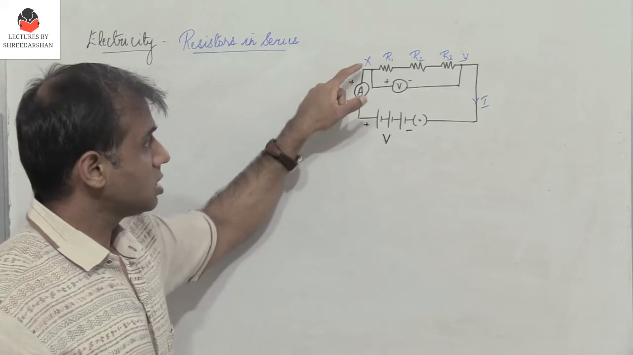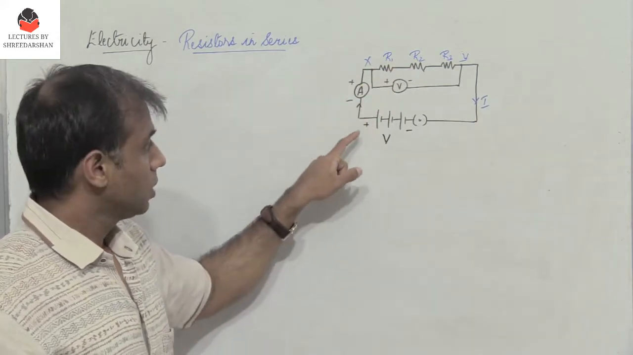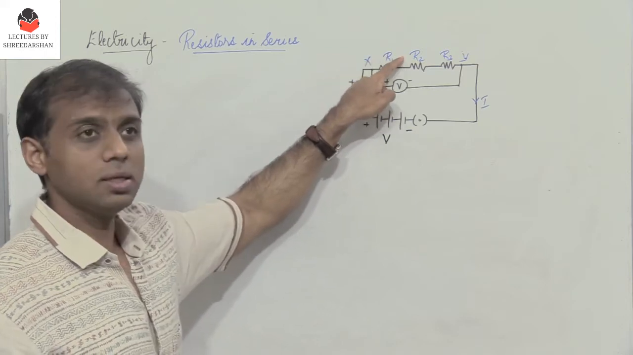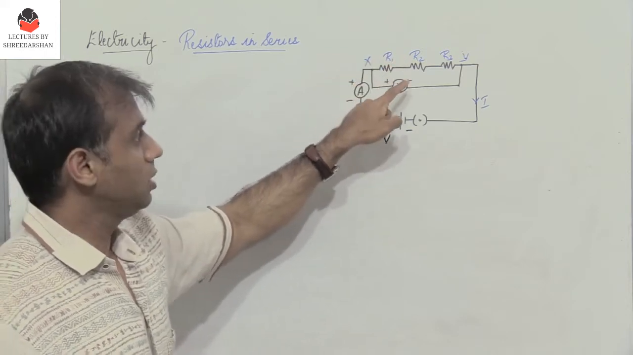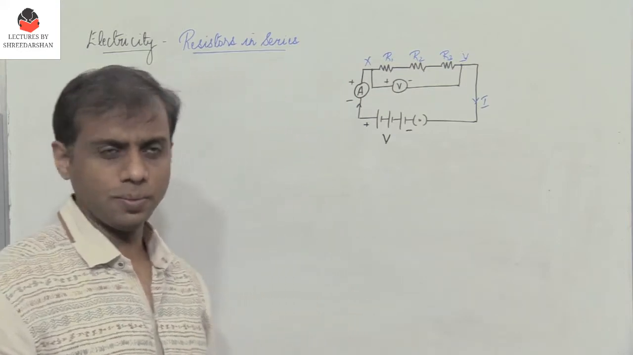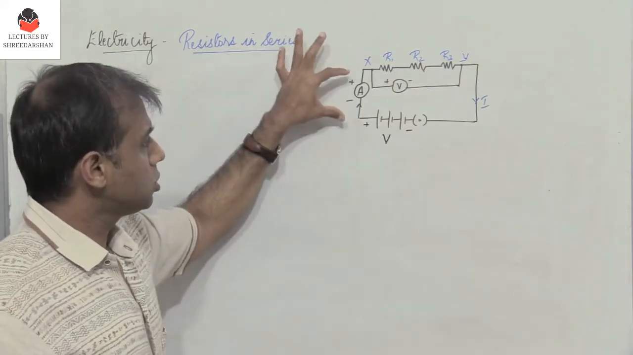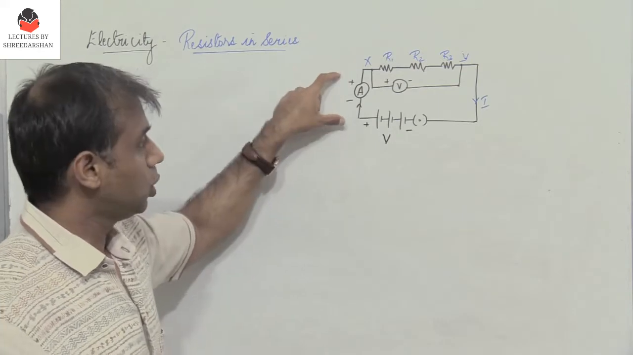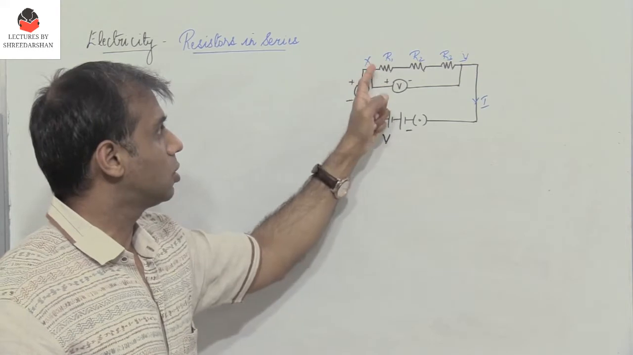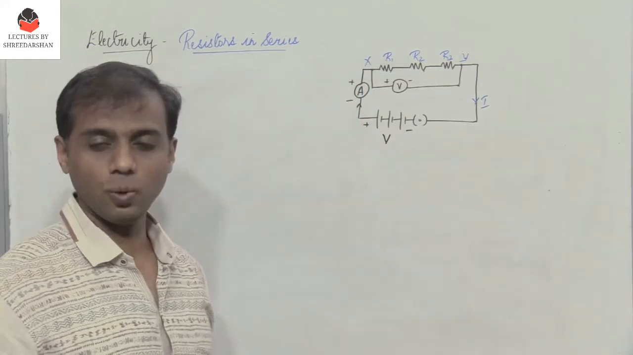Now when resistors are connected in series, we observe that the current I flows through R1, the same current I flows through R2 and the same current I flows through R3. Now you may get a question. When current flows through the ammeter, ideally there is no voltage drop. So therefore the entire voltage V appears across the 2 points X and Y.